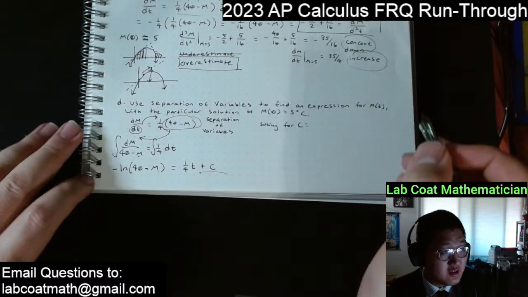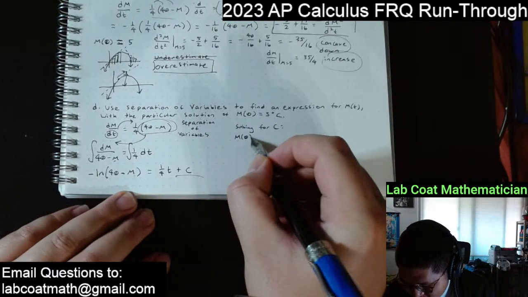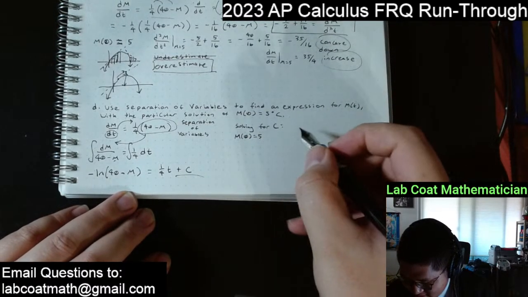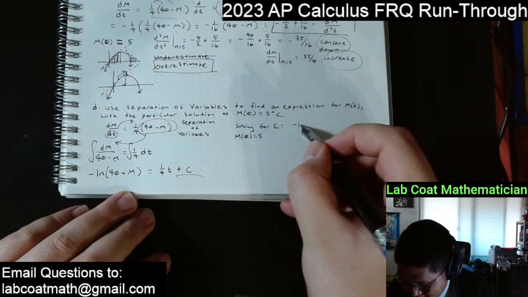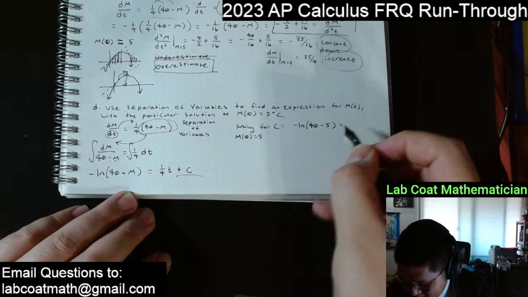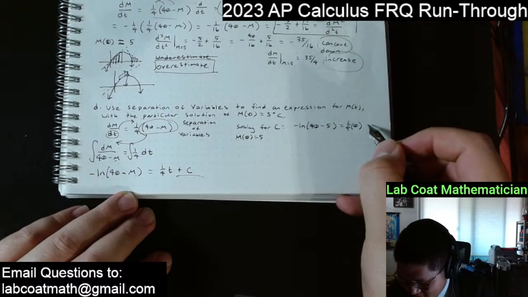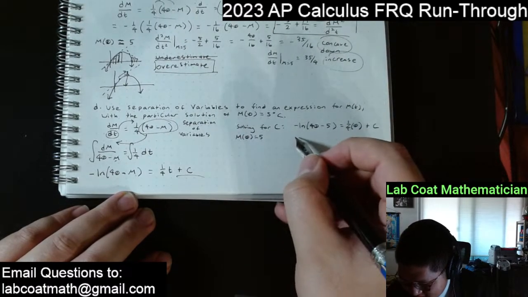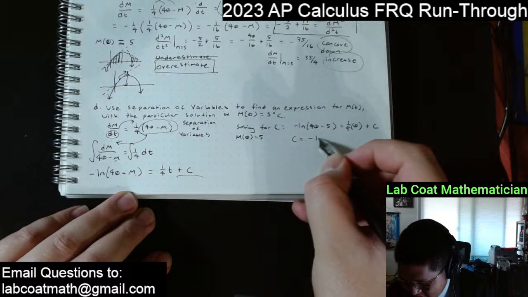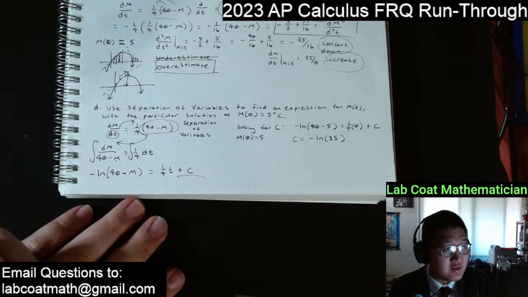So by solving for c here, we are going to plug in m of 0 being equal to 5. Because of that, we have the negative natural log of 40 minus 5 being equal to, the time is going to be 0, 1/4 multiplied by 0 plus c. So that c is going to be equal to a negative natural log of 35. Very easy for us right there.